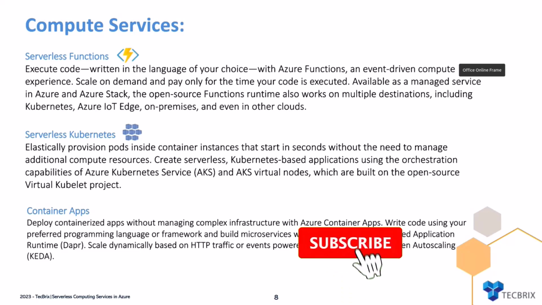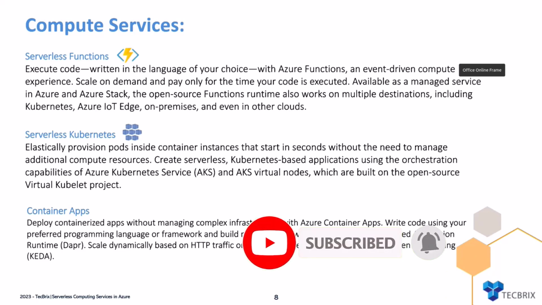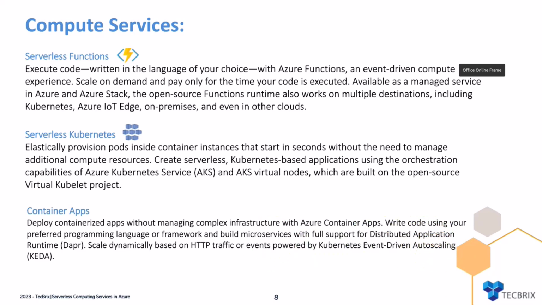Now, for the microservices, we have a third-party integration as well. That is Distributed Application Runtime, just for our microservices to talk to each other. We have this integration, and then we have Kubernetes Event-Driven Autoscaling, KEDA, to scale our application, to scale our containers, whether vertically or horizontally, because behind the scenes, Container Apps is powered by Kubernetes itself, and we will have a brief look at that in the upcoming slides as well.